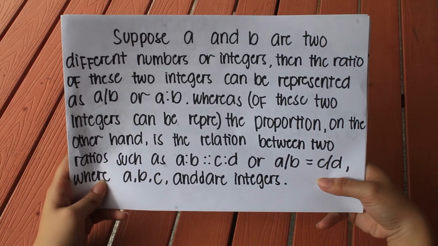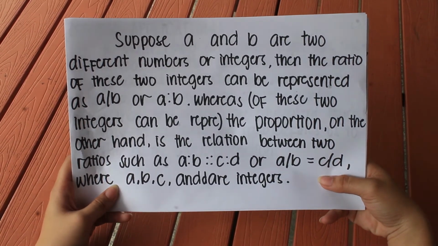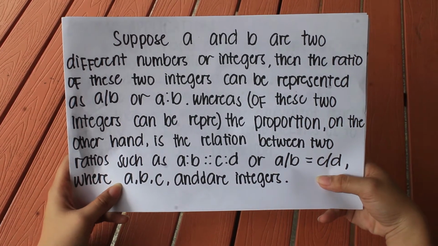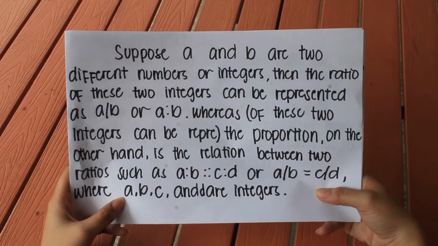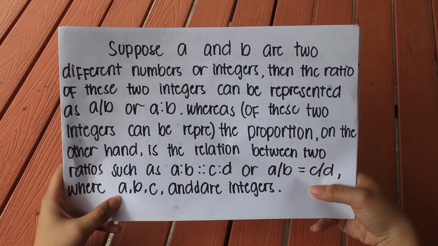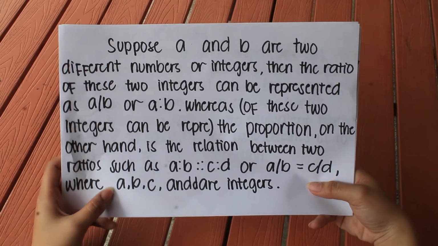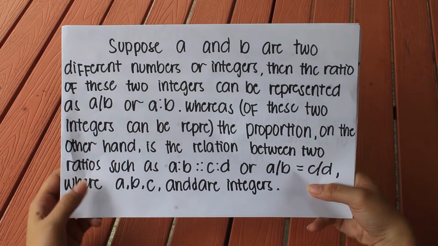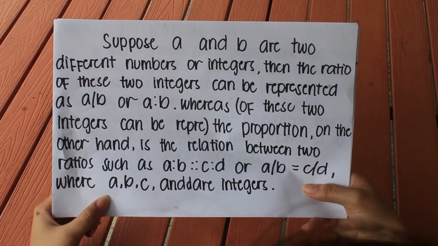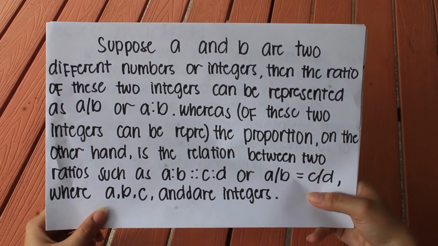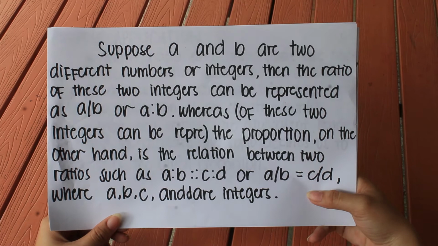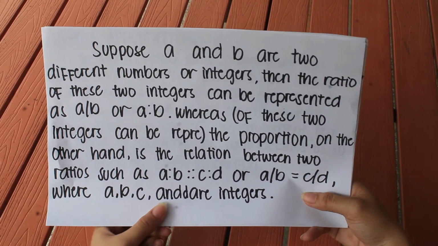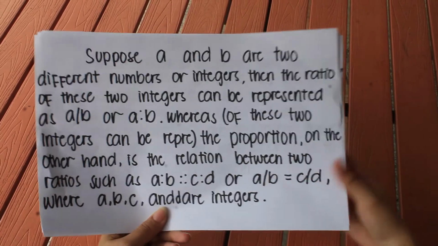Suppose A and B are two different numbers or integers. Then, the ratio of these two integers can be represented as A and B or A to B. Whereas, the proportion on the other hand is the relation between two ratios such as A to B equals C to D, or A and B equals C and D, where A, B, C and D are integers.